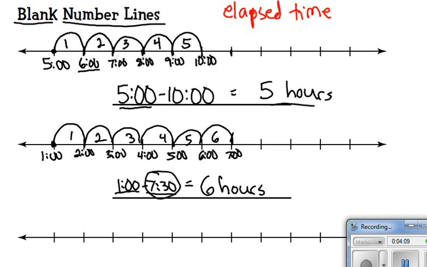So now we're going to change these intervals around. We're going to have another hump right there, but we have to think to ourselves, how many minutes is it between 7 o'clock and 7:30? Well, I know that there are 30 minutes right there. 30 minutes between 7 o'clock and 7:30. So now I have 6 hours and 30 minutes. All right, let's check the next one out.